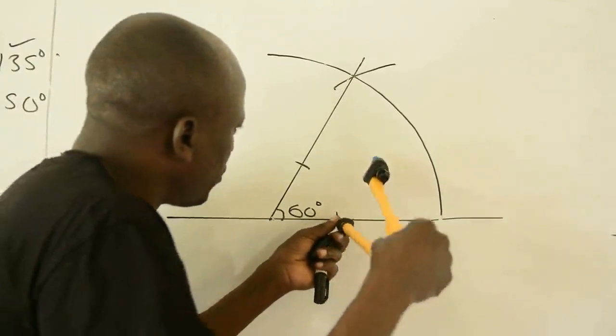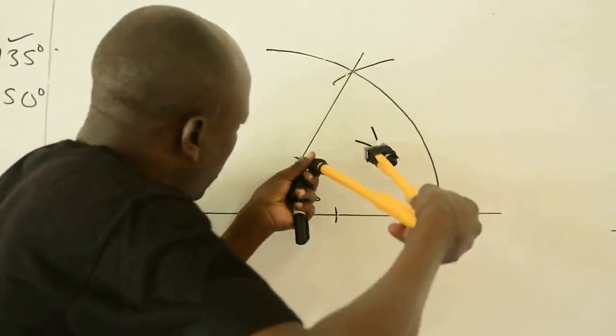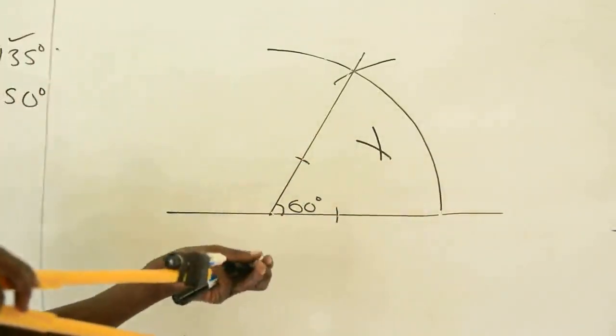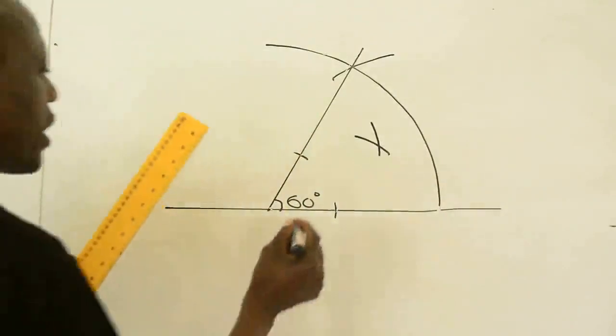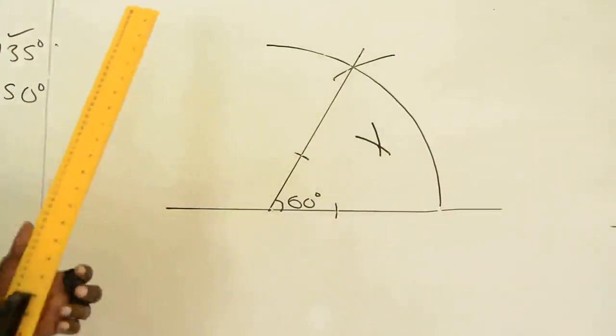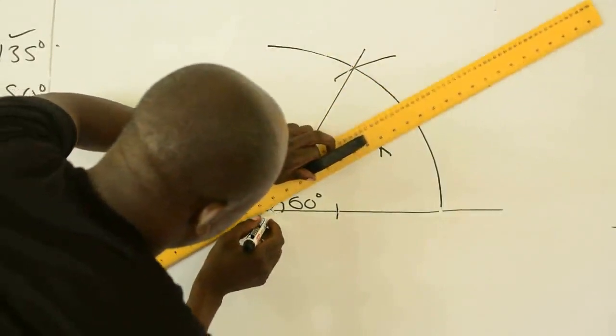Place it here, cut an arc. Take it to this place, cut an arc. Make sure there is an intersection. Then you mark the intersection. You now use your ruler. Join.